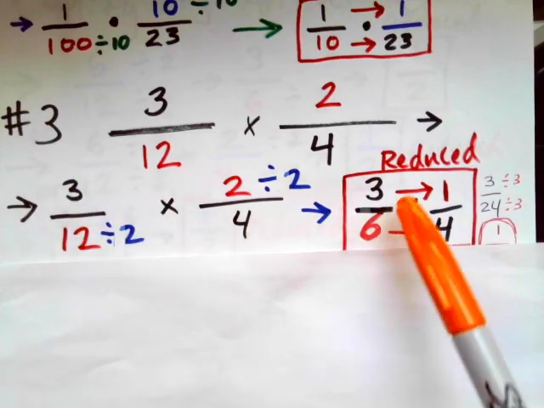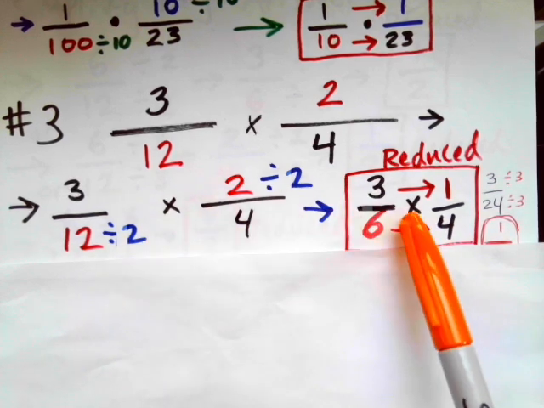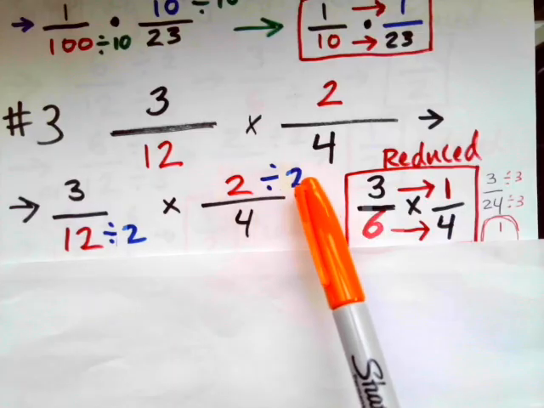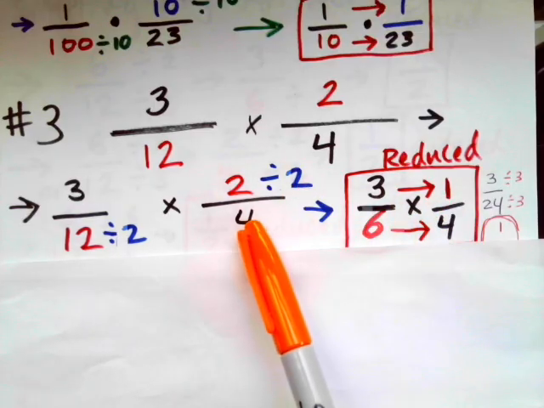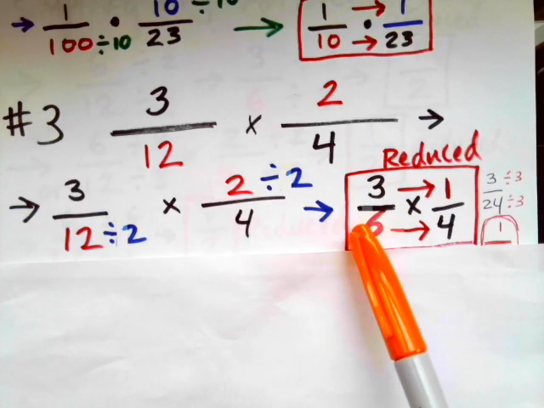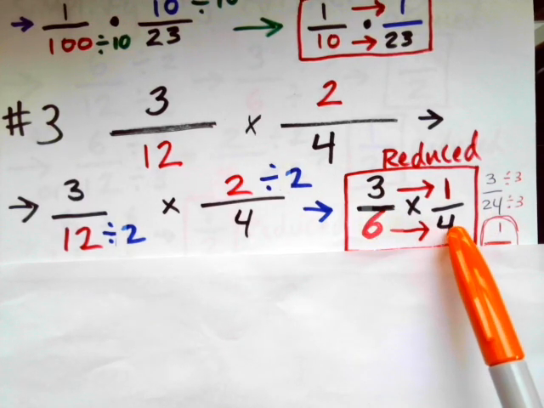I'm just going to rewrite the 3. 12 divided by 2 is 6. Bring over that multiplication symbol. I'm going to show you here 2 divided by 2 is 1. And I'm just going to rewrite that 4. So I have 3/6 times 1/4.